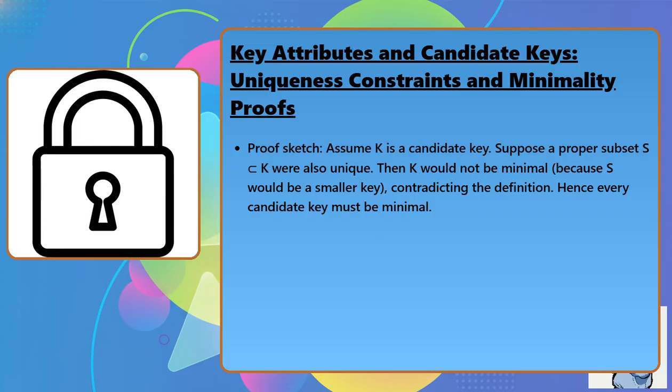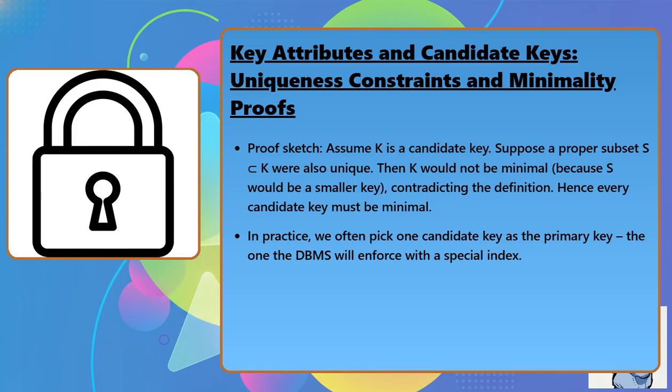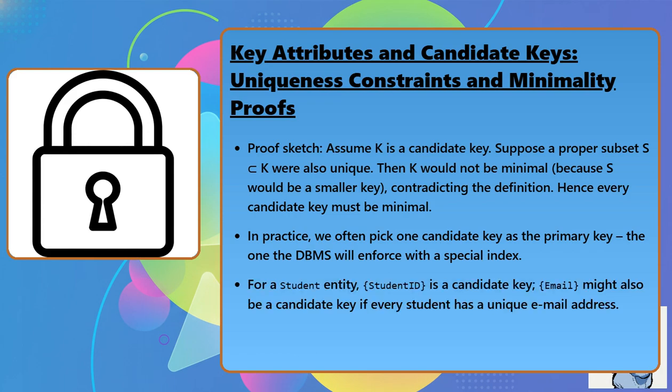Suppose a proper subset S ⊂ K were also unique. Then K would not be minimal because S would be a smaller key, contradicting the definition. Hence, every candidate key must be minimal. In practice, we often pick one candidate key as the primary key, the one the DBMS will enforce with a special index. For a student entity, student ID is a candidate key. Email might also be a candidate key if every student has a unique email address.